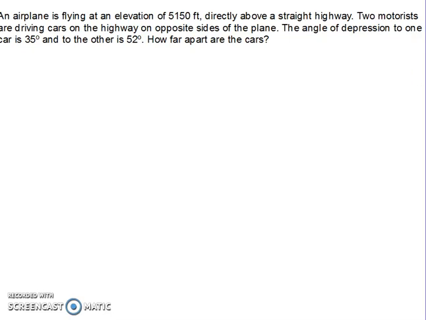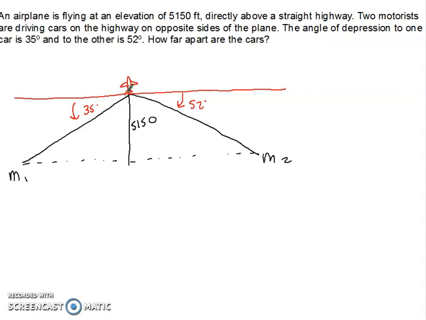Starting this off, we should draw a picture that should look something like this. I've got an airplane with an angle of depression of 35 and 52 degrees down to each of our two motorists. Because this whole angle here is 90 degrees, I can fill in the two angles of those triangles. Each of these triangles is also a right triangle, and I am trying to find the distance between my cars. So I'll call this distance 1 and this distance 2.